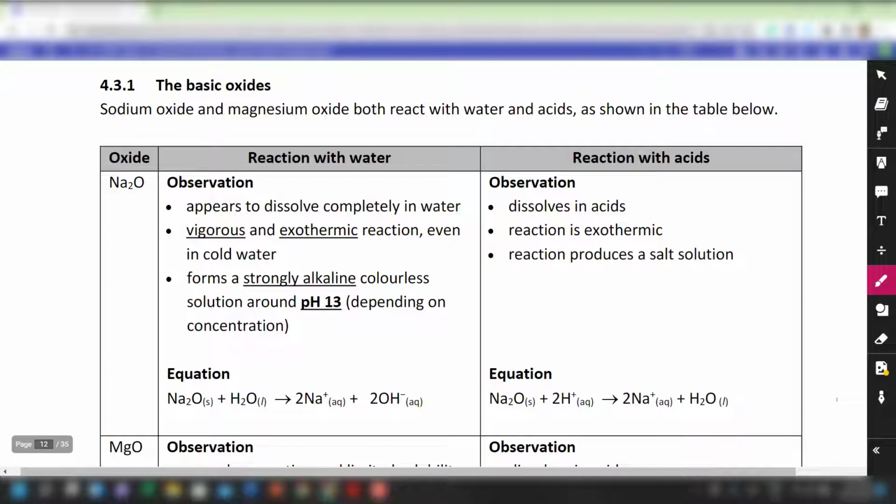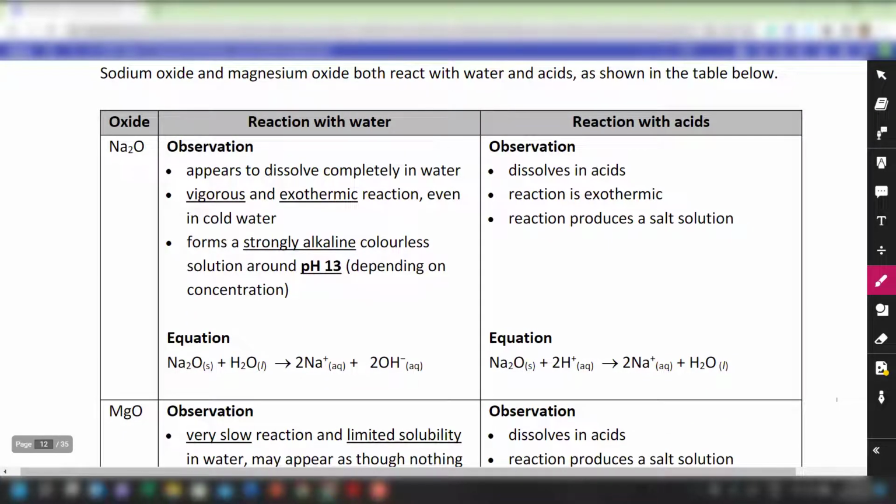For basic oxides such as sodium oxide and magnesium oxide, they react with both water and acids, of course. Sodium oxide will dissolve completely. Take note that the reaction is vigorous and exothermic due to the production of a lot of heat, and the exothermicity can even be felt in cold water. It forms a strongly alkaline solution, which can be easily understood because of the complete hydrolysis of O2- to give OH-.